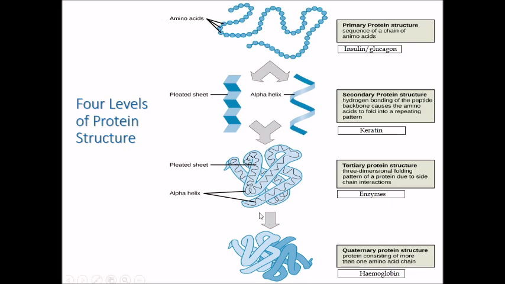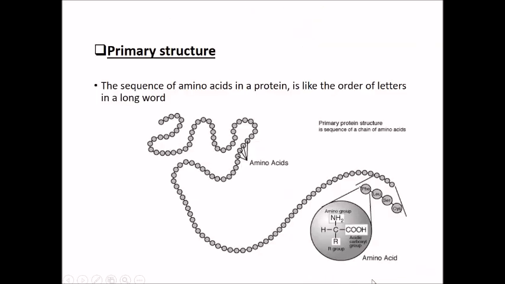Okay, and then when we have two molecules of tertiary protein structure, okay, joined together, this one is known as quaternary protein structure, okay, in which it consists of more than one chain of amino acid. Example is hemoglobin. Okay, so this one, as you can see over here, the primary structure, a long chain of amino acid. Example, we have phenylalanine, leucine, serine, cysteine, and so on.